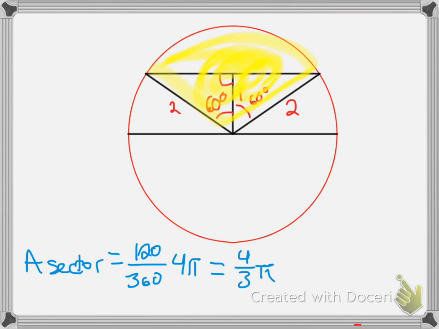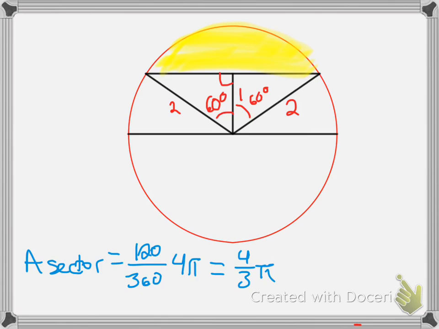Now I'm going to find the area of just this triangle. And the reason that I'm doing that is because if I subtract the area of the triangle from the area of the sector, then I'll get the area of this segment, which is what I really want.